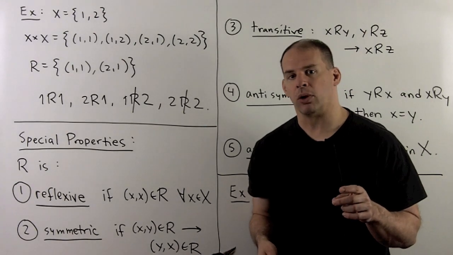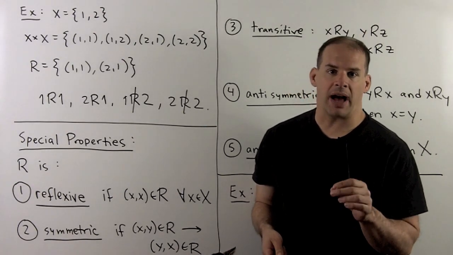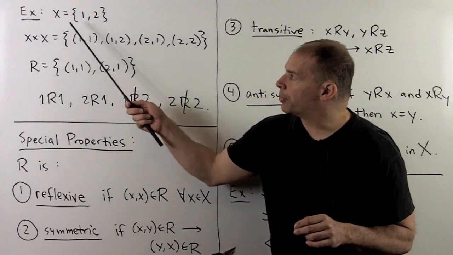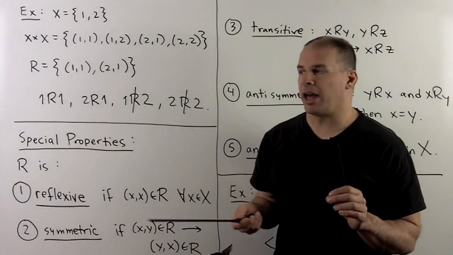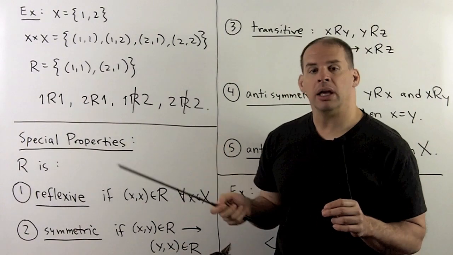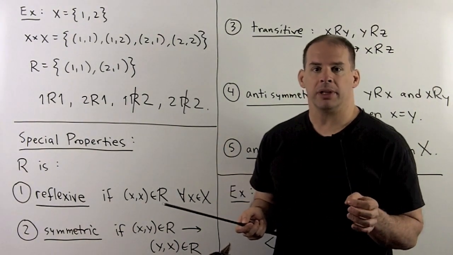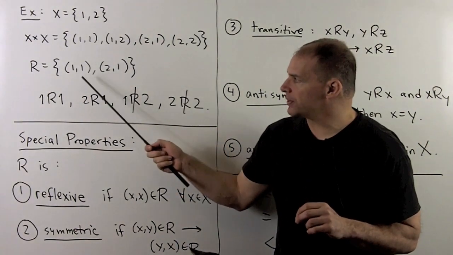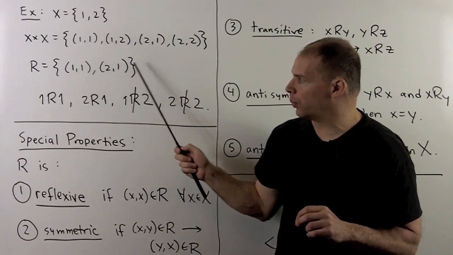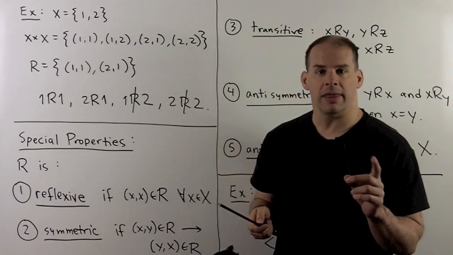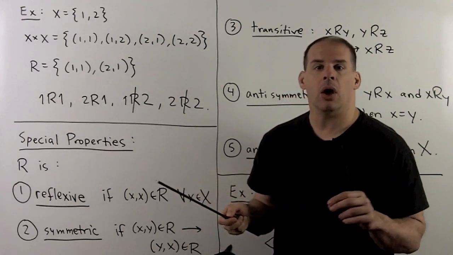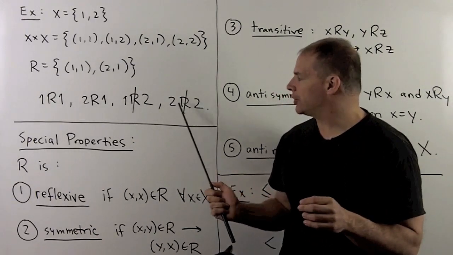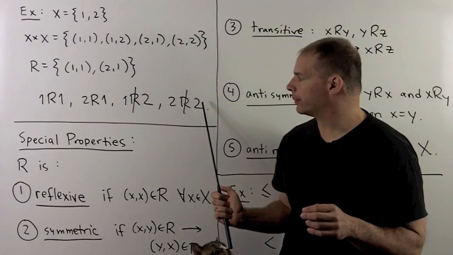In general, we can have situations like the following. Suppose X is equal to {1, 2}. We'll take the Cartesian product of X with itself, so I'll have 4 elements. Then we'll take any subset. So here I'll have R equal to the subset consisting of (1, 1) and (2, 1). Then I'll have 1R1, 2R1, 1 not R 2, and 2 not R 2.